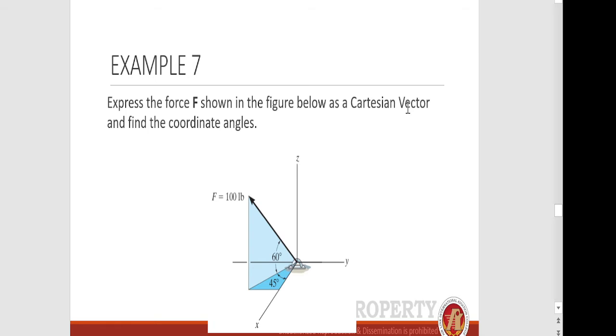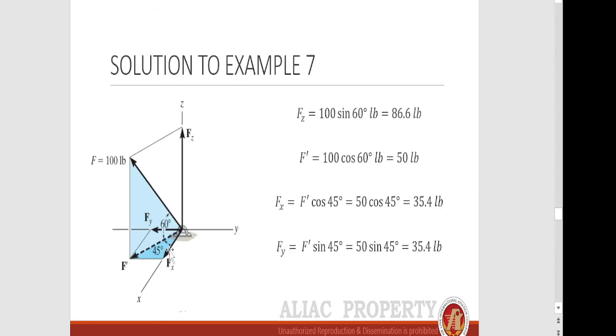So we have three more examples. Let's solve example number 7. It's asking to express the force F shown in the figure below as a Cartesian vector and find the coordinate angles. So simple again, we just use the same formula again and again. The value for the force F is given as 100 pounds, and it makes an angle along the x-axis of 45 degrees. So we make a diagram, a free body diagram.